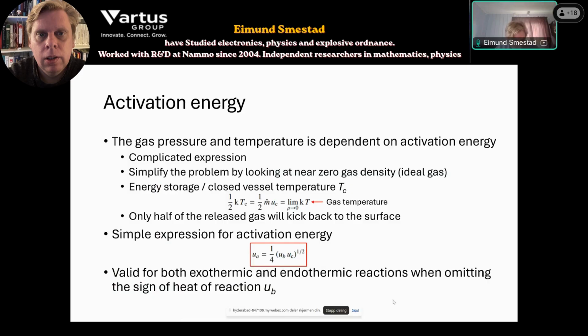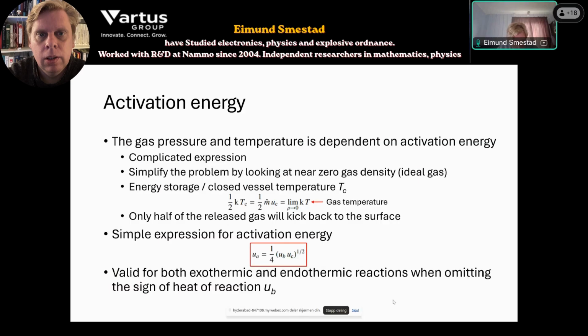Activation energy. The gas pressure and temperature are dependent on activation energy UA. This is a complicated expression, however the problem can be simplified greatly by looking at near zero gas density, in other words idle gas. The energy storage or closed vessel temperature is related to the gas temperature with a factor of 2, because only half of the released gas will kick back at the surface.